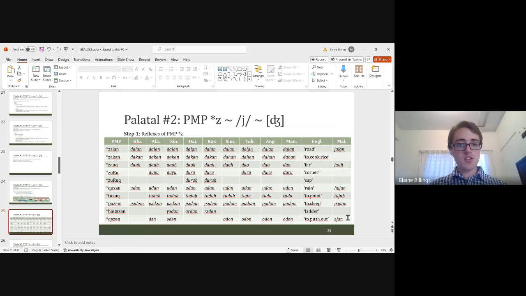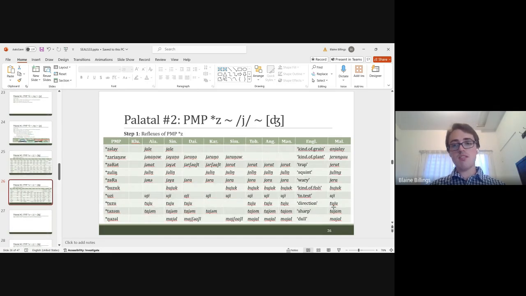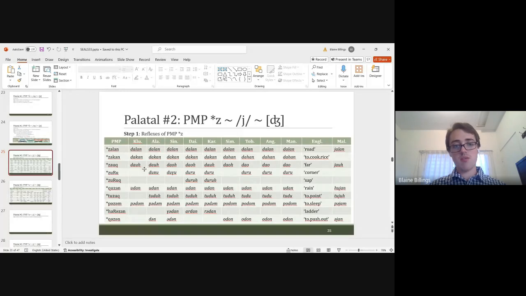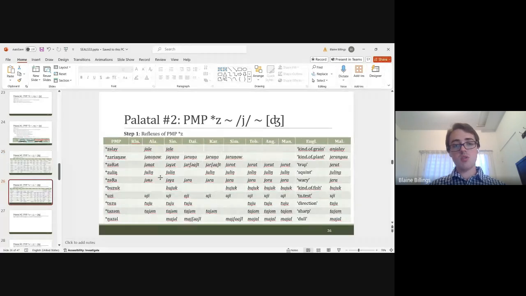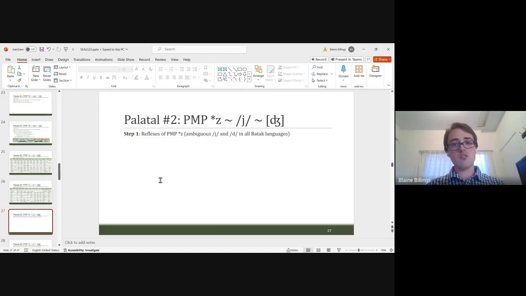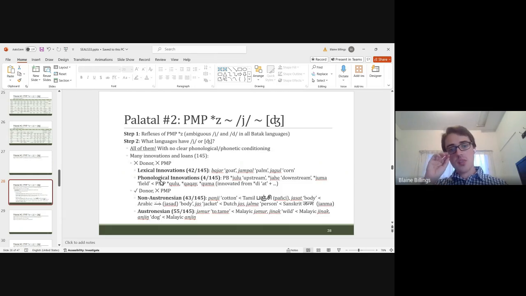Now, in comparison to the palatal nasal, we also have many cases where the opposite is true, that the palatal affricate was retained, right? So you have cases where it merged with the alveolar stop, and cases where it was retained as the alveolar affricate, or as the palatal affricate. Okay, so that doesn't really help us because all these J and D reflexes are ambiguous in all the Batak languages. So now we're going to look at the languages themselves and see which ones have the voiced palatal affricate.